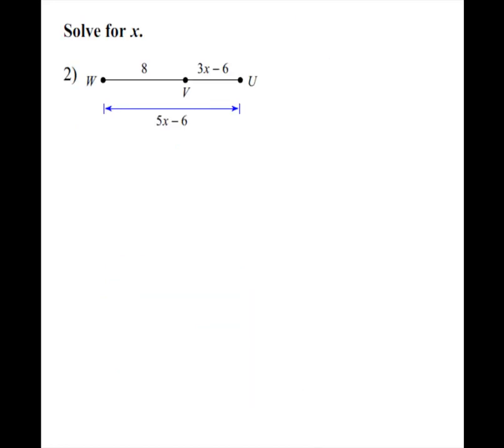All right, so let's take a look at number 2 here. We need to solve for x again. This time they give us the picture, so it's actually kind of easier. You don't even need to draw it. Once again, if we take this part here, WV, and then we add VU, it's going to give you the whole thing. So WV plus VU is going to equal the whole segment, which is WU.